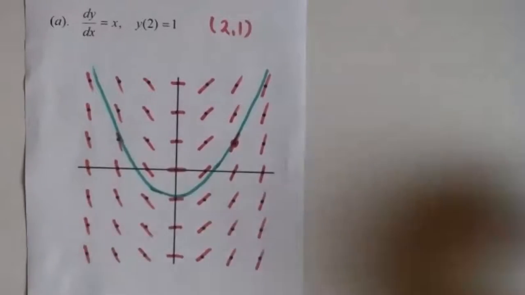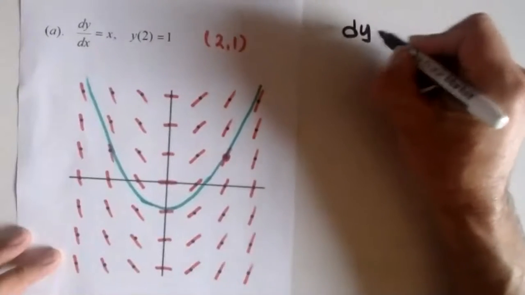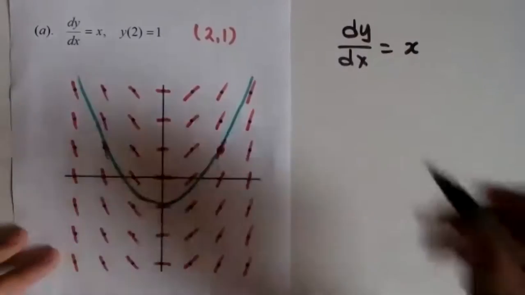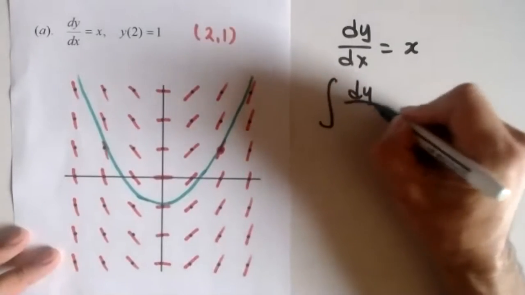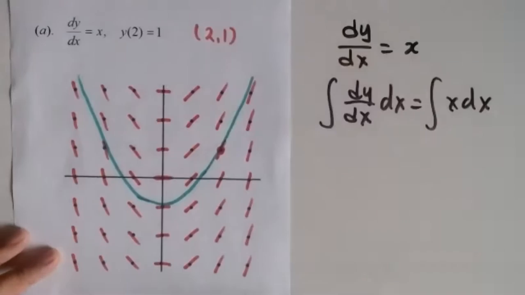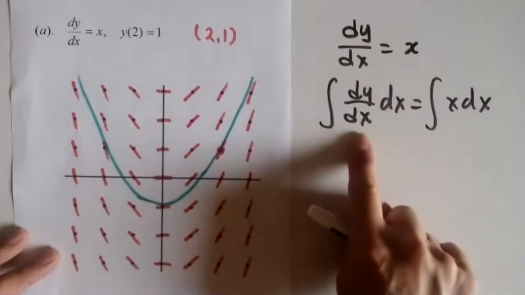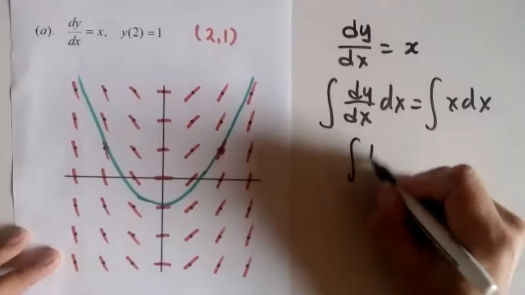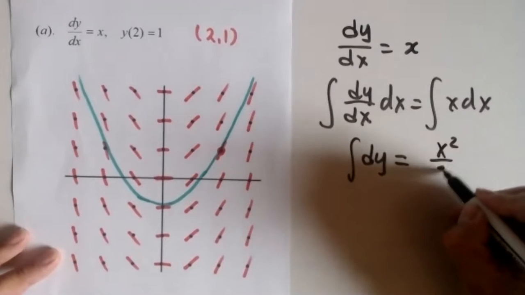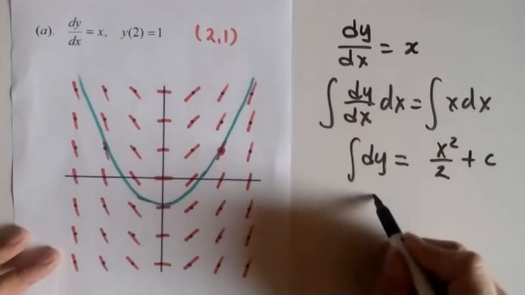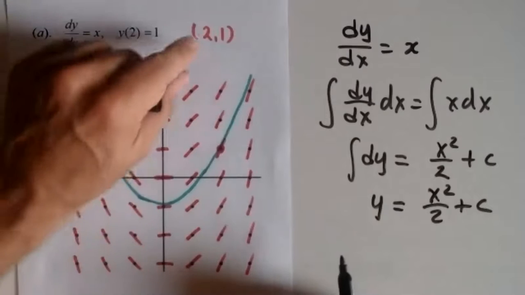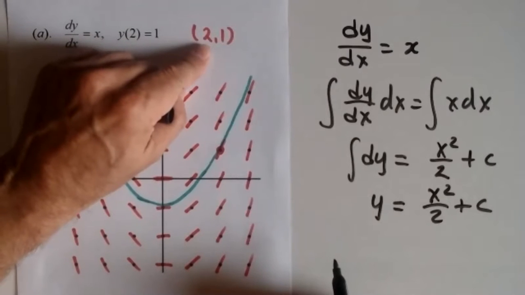Well, if we solve, we are going to see something. dy/dx equals x, correct? So we integrate dy/dx equals the integral x dx, correct? And then, well, this is going to be the integral of dy equals, the antiderivative of this is x squared over 2 plus c. This is going to be y equals x squared over 2 plus c. And then you put here your coordinate, this one, right?